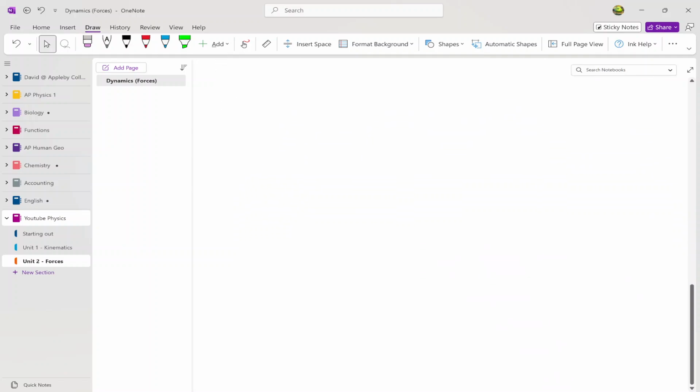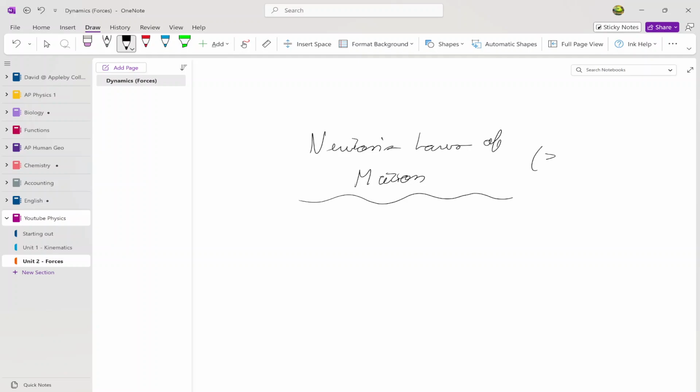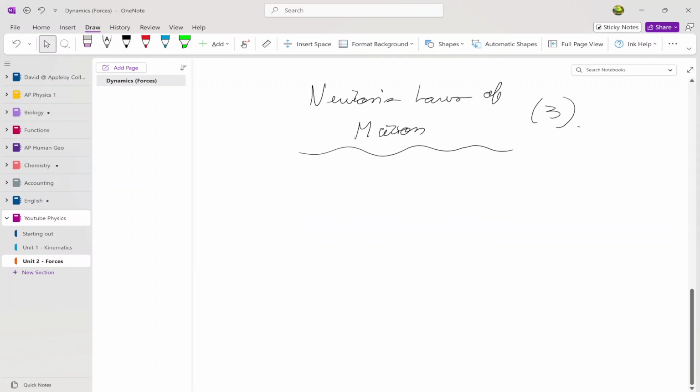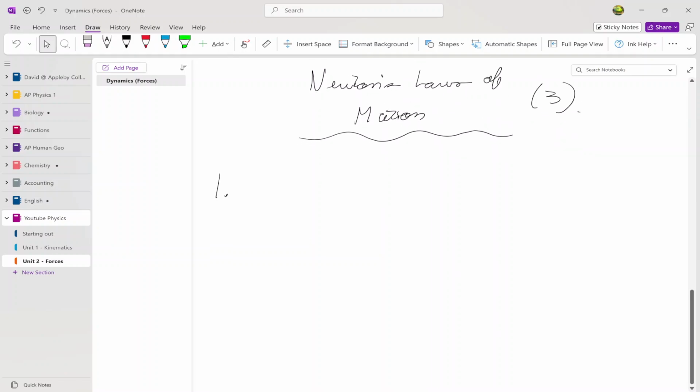But who came up with these awesome statements? Well, that's my man Newton. Newton's laws of motion. There's three of them. So, number one. This one's really simple.